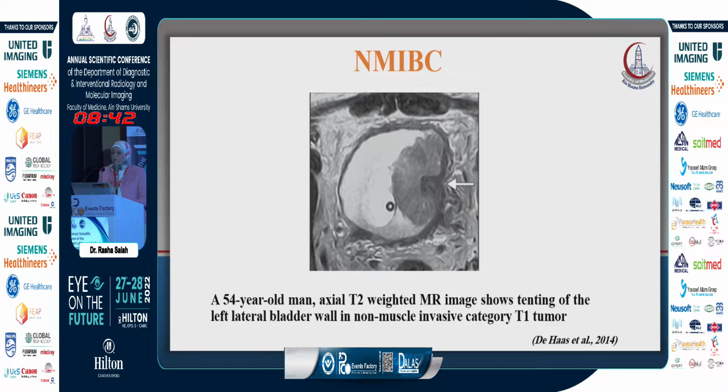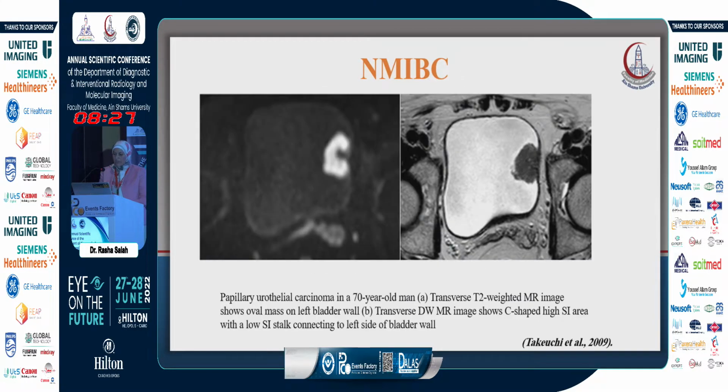This is an example for non-muscle invasive bladder cancer, where we can see there is a tenting of the urinary bladder wall, and there is a pedicle for the lesion, and this is categorized as non-muscle invasive bladder cancer. Another example for non-muscle invasive bladder cancer, this is the DWI image showing that there is a restricted diffusion located for the mass with non-restricted pedicle noted. And this sign in particular is known as inchworm sign. And this is a classic sign for non-muscle invasive bladder cancer.